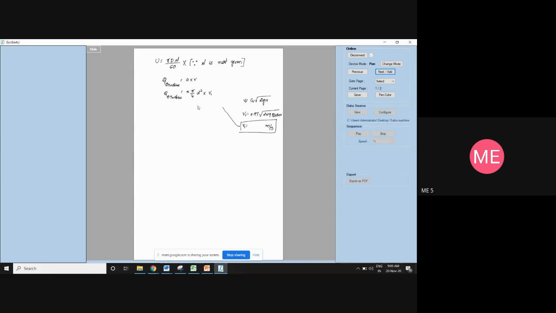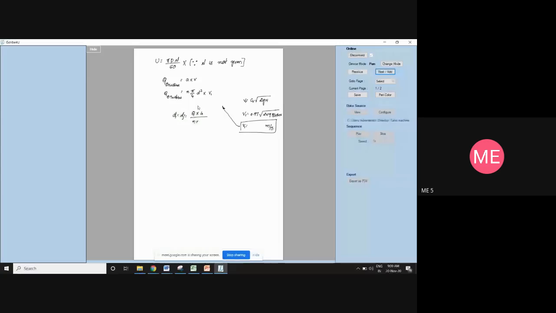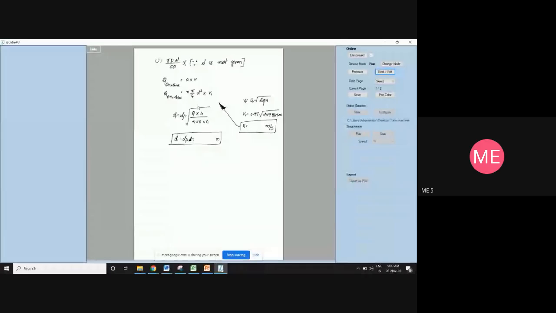So use this V1 here, and take out the diameter of the jet. Use this equation here. Once you get V1 from there, use this equation.